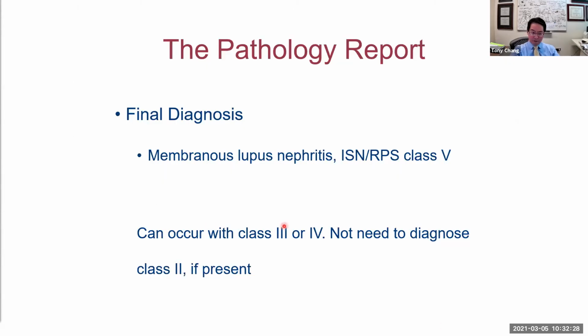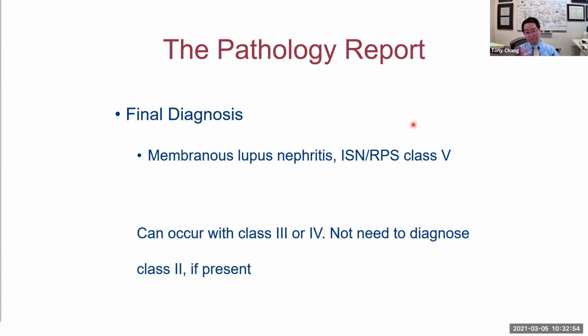And it can occur concurrently with class 3 or class 4 lupus nephritis. There's really no need to diagnose a class 2 and class 5 lupus nephritis. Really, the class 5 supersedes class 2, right? Because for class 1 and class 2 lupus nephritis, you don't really need to treat those patients with anything in particular. But with class 5 lupus nephritis, folks will probably treat that.